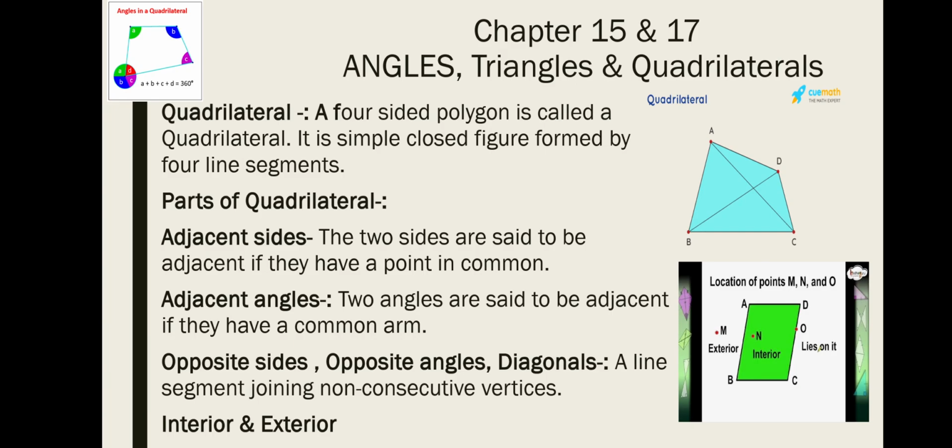Then interior and exterior. Now interior is the inner part of the quadrilateral, like we have seen the interior of a triangle, same here. ABCD, interior. So point N is in the interior of the quadrilateral, and M is in the exterior, and O is on the quadrilateral itself.